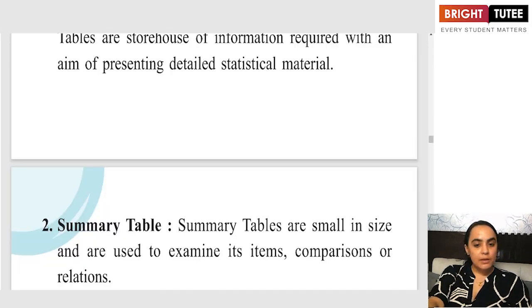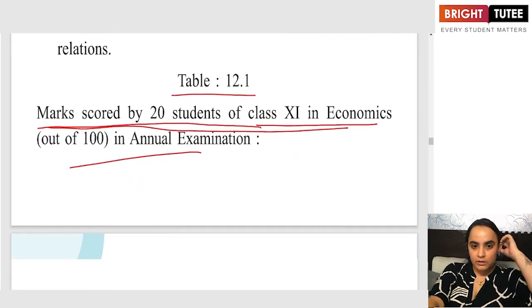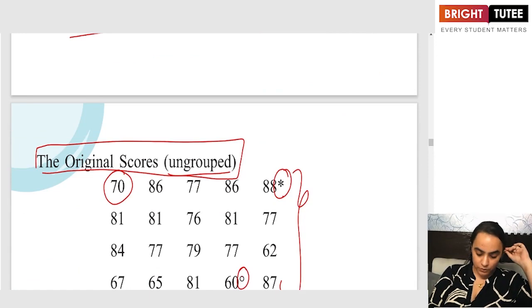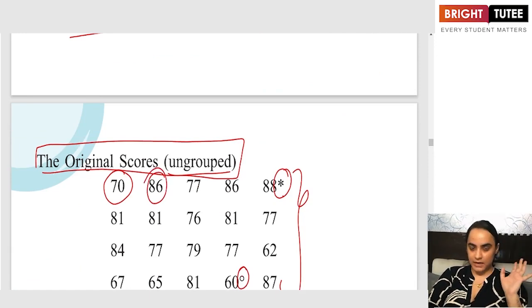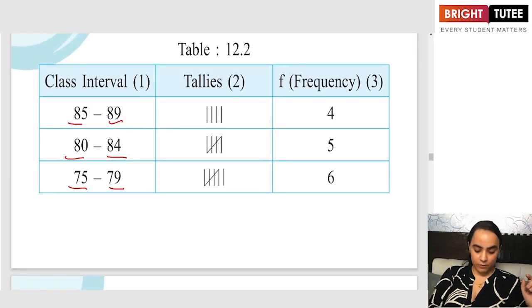What is the next number that we are given? The next number was 86. Now let us see where 86 will fall. 86 will fall in the 85 to 89 column, so I put another tally mark over here.